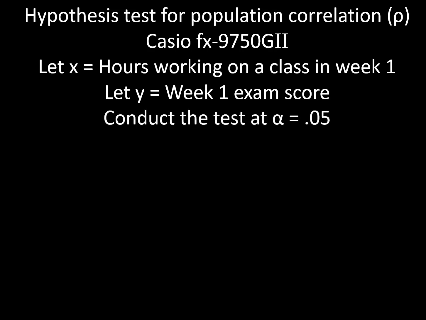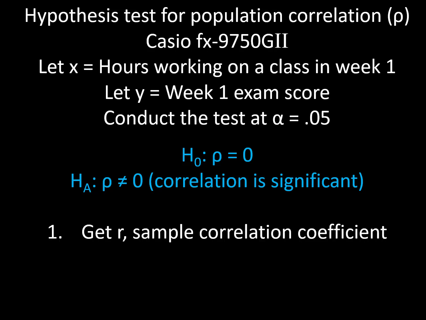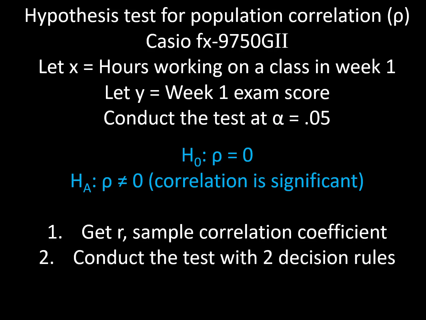We'll conduct our test at an alpha of 0.05, and our null and alternative will be rho equals 0, rho not equal 0, where rho is the population correlation coefficient. If we reject the null, we will find a significant correlation between the x and y variables. The first thing we'll do is get our sample correlation coefficient. We'll conduct the test using 2 decision rules, and then we'll reach a conclusion.